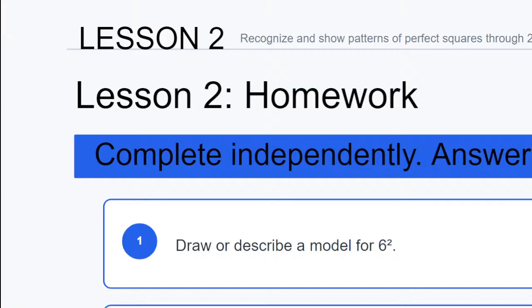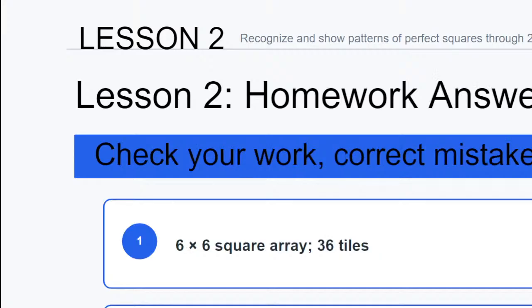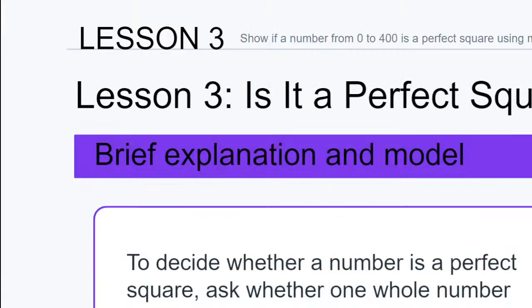2, find 12 squared. Number 3, what is a perfect square? 1 to 20, 1 to 21, or 1 to 22. Number 4, complete 18 squared equal to dash and 20 squared equal to dash. Number 1, answer 6 times 6 squared array, 36 tiles. Number 2, 144. Number 3, 121, 11 squared. Number 4, 324 and 400.